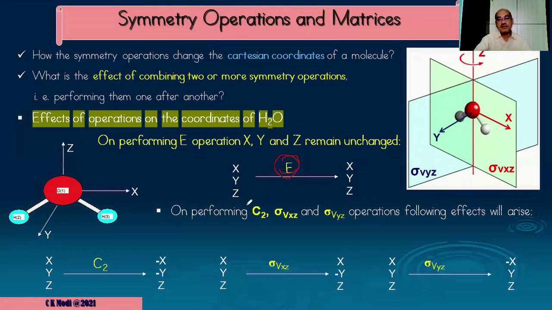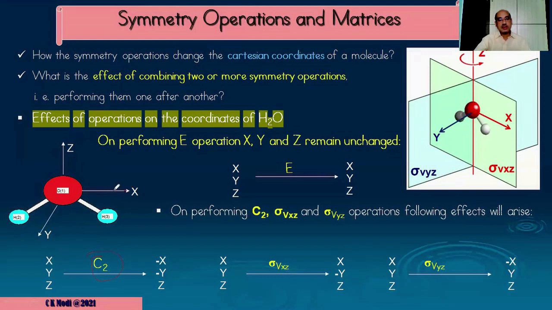Now, instead of E, if we perform C2 operations. Now, where is my C2 on the water molecule? This is my C2. Okay. This is C2. Now, if I perform C2 operations, what is the position of x, y, and z after performing C2 operations?